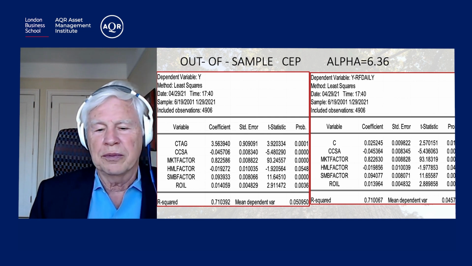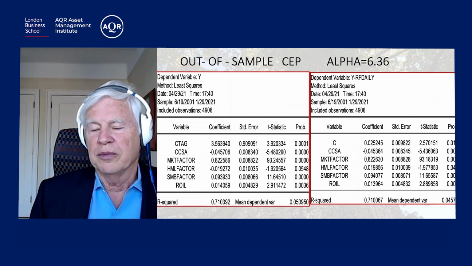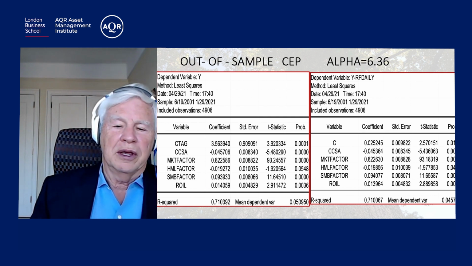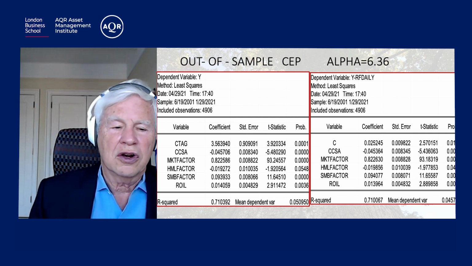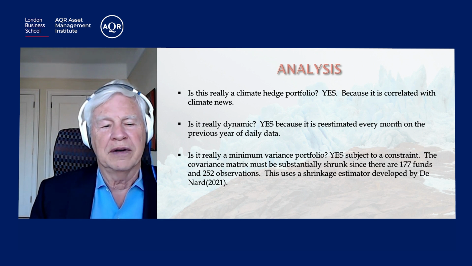When you take the news output and put a constant term in, you get an alpha. And this alpha is positive and significant. It's about 6% a year. So the secret is we're picking portfolios that are correlated with the news. And that's how we get a positive alpha.